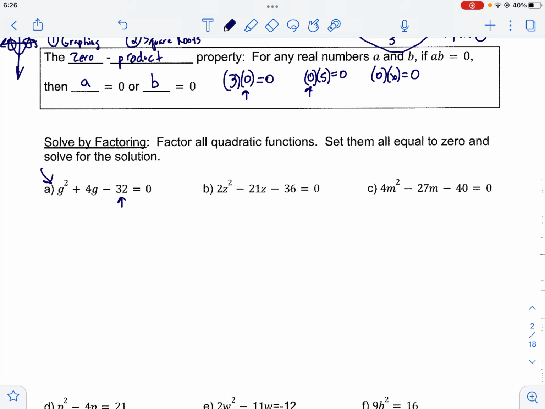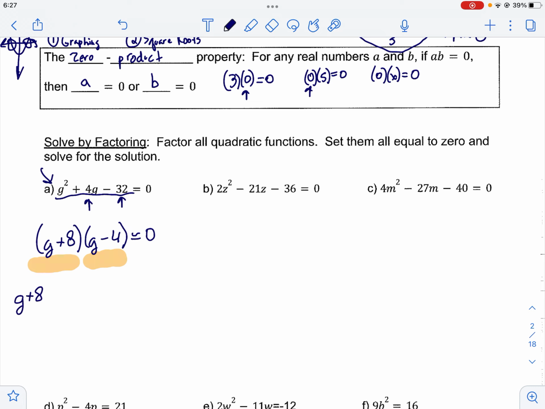Two numbers that multiply to negative 32 and add to positive 4. You should end up with g plus 8 and g minus 4. Now again, these are all equal to 0. What we did is we just factored this trinomial into its two factors. Thinking now about the zero product property, if this part right here equals 0, then the whole equation will be equal to 0. Or if this part right here is equal to 0, then the whole equation will be equal to 0.